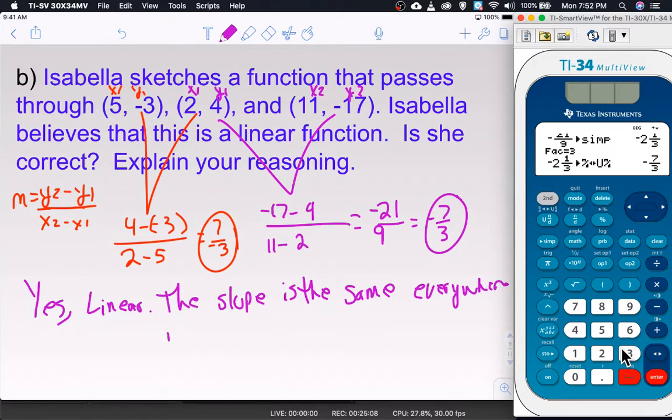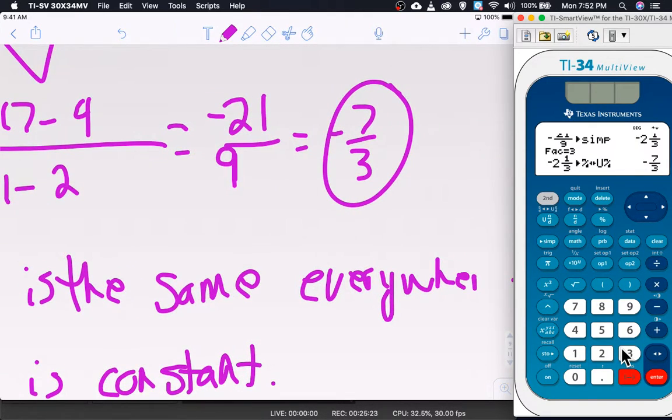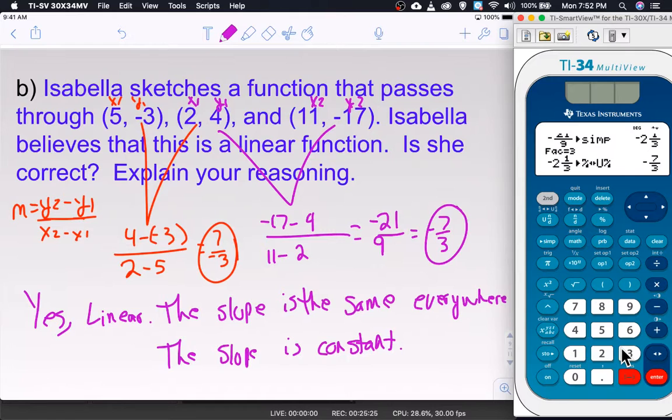You could also say the slope is constant, which also works because the fact that it's constant means it's the same everywhere, and a function with a constant slope is linear. Okay?